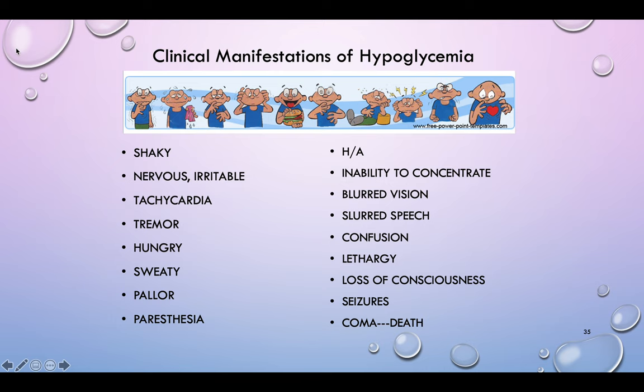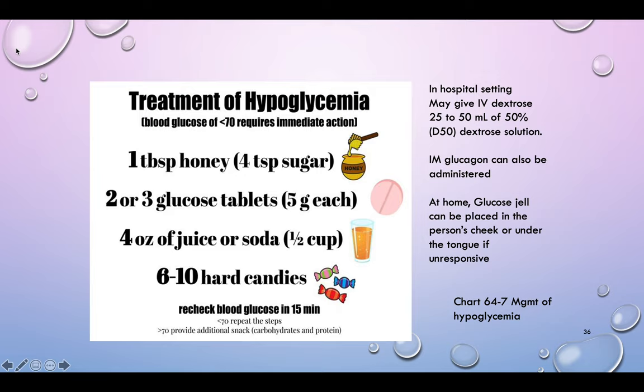What do you do? Well, here's what you do. It's called the 15-15 rule. And you check your blood sugar. Let me see here what I got on the next page. I want to make sure I don't mess up.